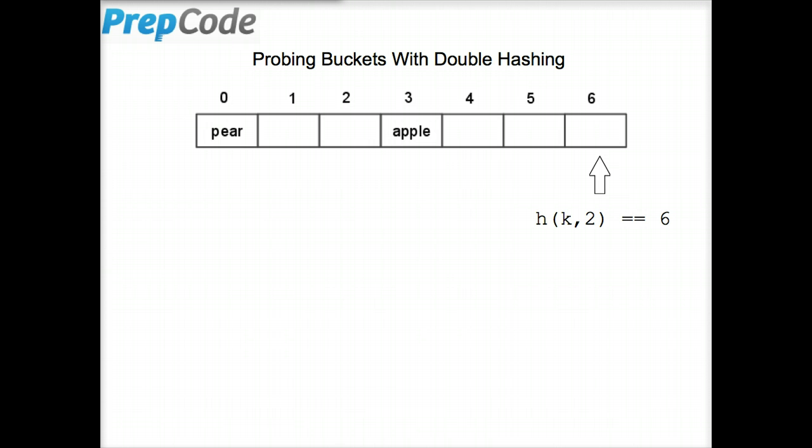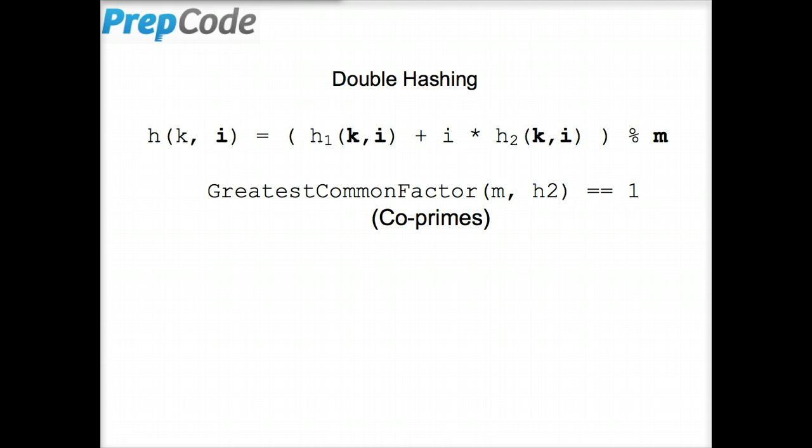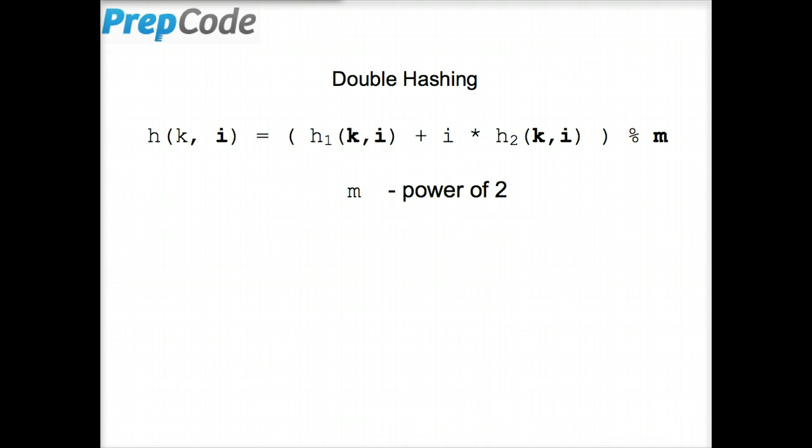The double hashing strategy works much better than the linear probing strategy, but we have to make sure that m, the size of the array, and the value of h2 meet certain constraints. m, the size of the array, and the value of h2 must always be co-prime. In other words, the greatest common factor of m and h2 must always be 1. One way to do this is to make sure that m is a power of 2 and that h2 of k comma i always returns an odd value.